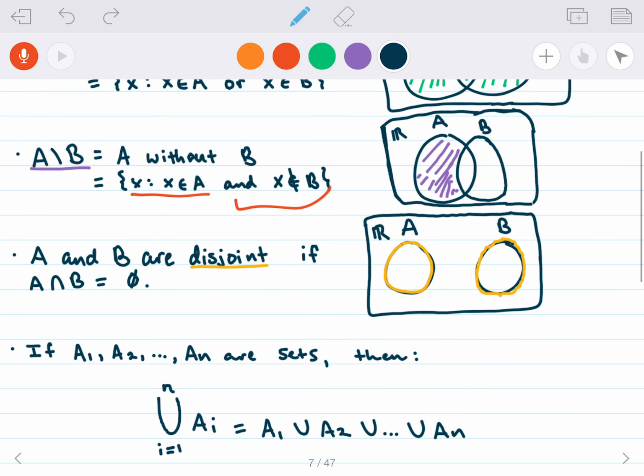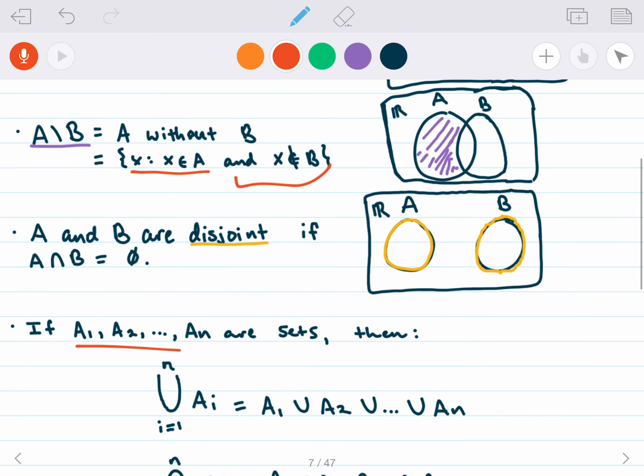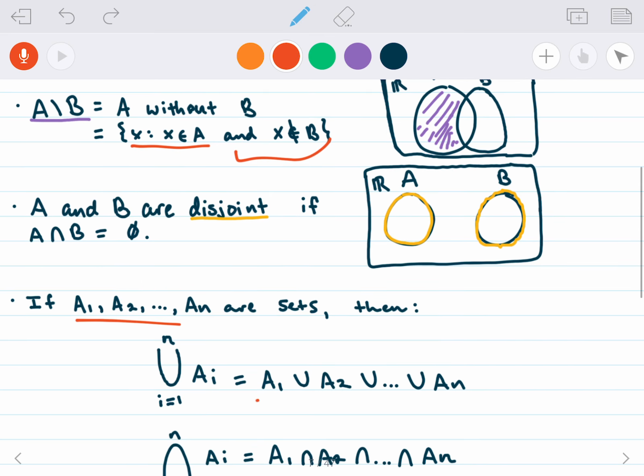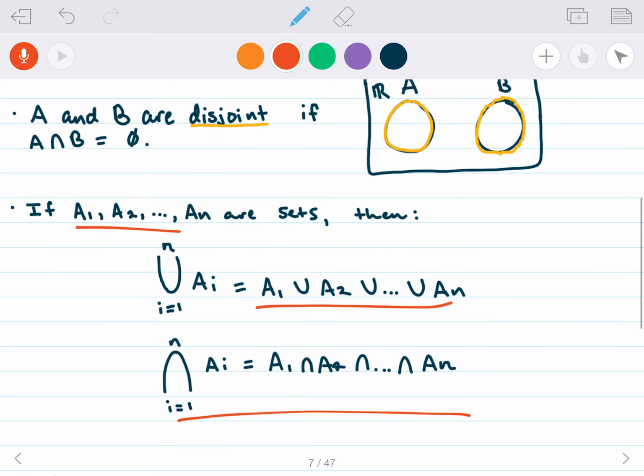All right, so if we have a finite number of sets, A1 through AN, who knows what N is, but the point is that it's a finite number of sets. Then the finite union from i = 1 to n of Ai is just going to be the union of each of these sets: A1 union A2 all the way up to AN. And same thing for the intersection: the finite intersection is going to be A1 intersect A2, yada yada, all the way to AN.